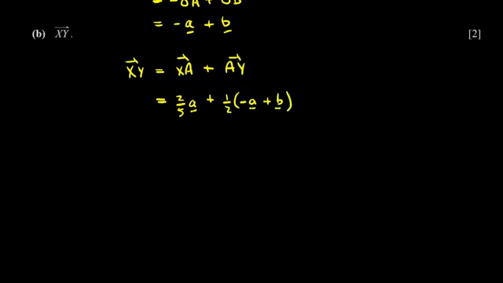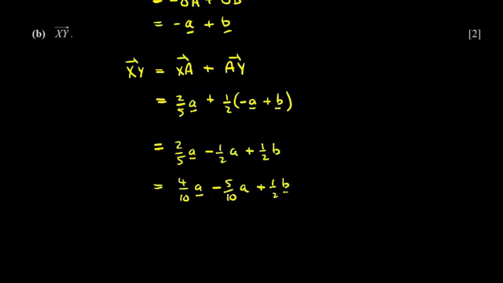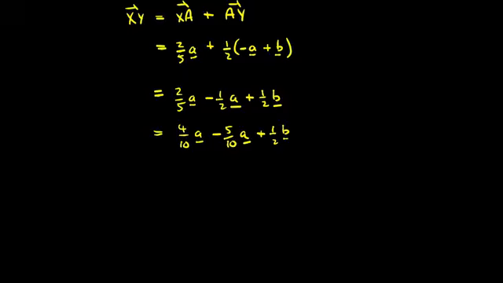So if we combine this together, what we've got is 2/5 of A minus a half of A plus a half of B. Well, how can we combine this? We've got 2/5. Well, we're going to turn it into tenths, right? So 4/10 of A minus 5/10 of A plus a half of B. Just got to put lines underneath them to show that they're vectors, by the way. And so this is minus 1/10 of A plus a half of B. And that is my answer.